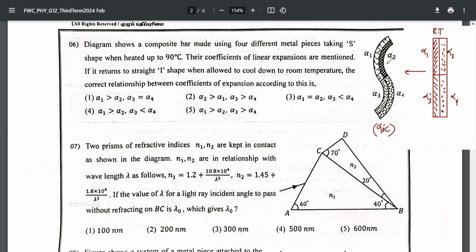Just common sense. Compare between these two metals and tell me which one has expanded more, alpha 1 or alpha 2. Alpha 1, it has bent more, right? This is what happens when you heat it. So obviously, according to this diagram, I can say alpha 1 is bigger than alpha 2. You should go from initial to final. And between alpha 3 and alpha 4, people, alpha 4 has expanded more than alpha 3. That's all. Is there an answer to that? Which one?